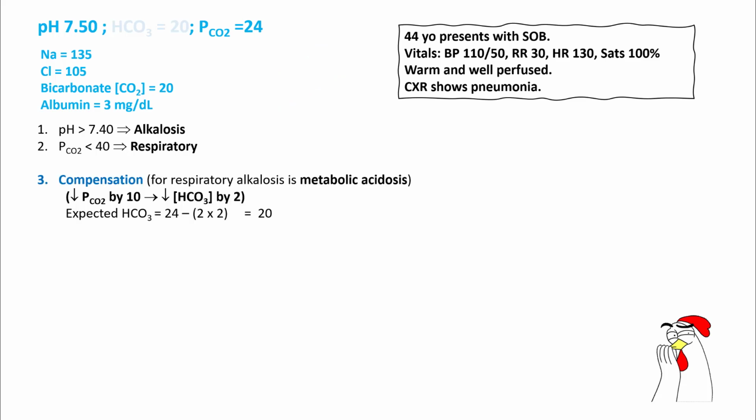Compensation for respiratory alkalosis is metabolic acidosis. So we know that a drop in PaCO2 by 10 drops your bicarb by 2. So your expected bicarb is around 20. When you're looking at compensation from respiratory problems and you get an expected bicarb level, you need this bicarb level for further interpretation when you're doing the bicarb gap.